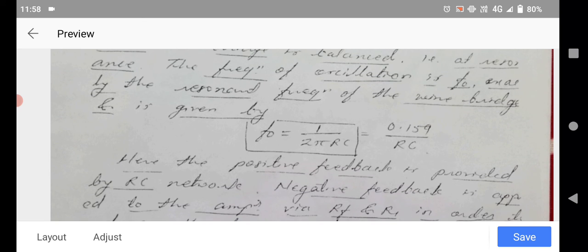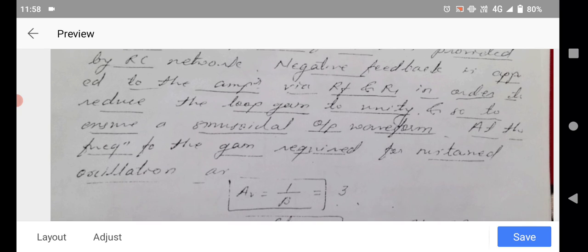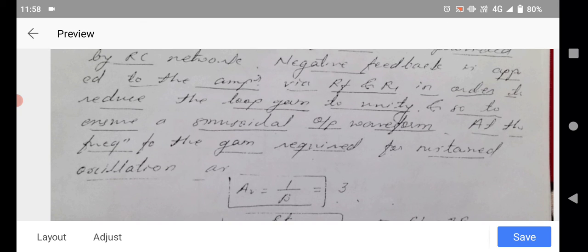The Wien bridge oscillator's frequency f0 is equal to 1/2 pi RC. Okay, so here, taking the value of pi and calculating 1/2 pi, it is 0.159 upon RC. This is the frequency of oscillation of the Wien bridge oscillator. Okay, and in that the positive feedback is provided by the RC network and negative feedback is applied to the amplifier via RF and R1 resistor in order to reduce the loop gain to unity, and so ensure a sinusoidal output waveform. So the output waveform is given as a sinusoidal type of waveform.